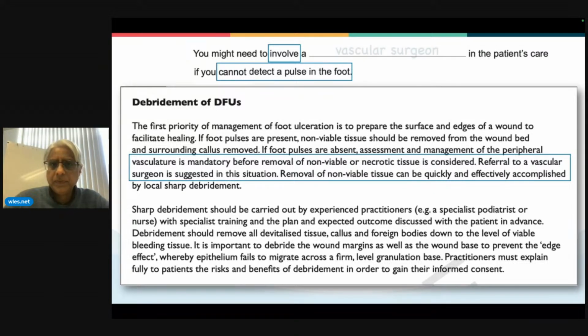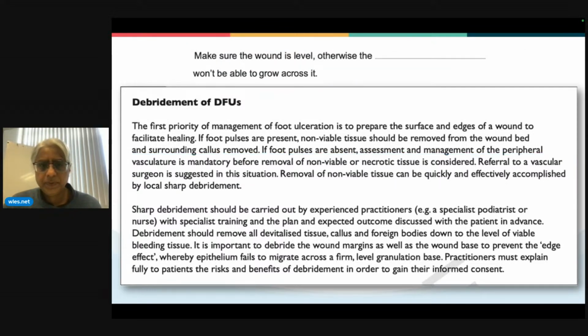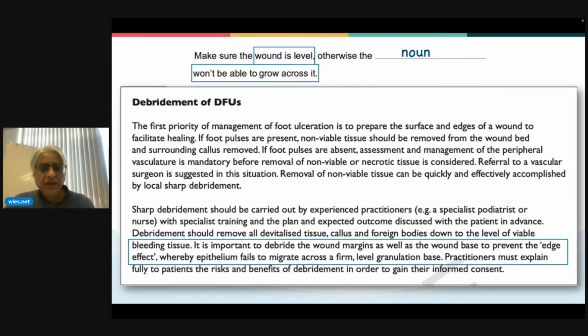And it is vascular surgeon. Okay. Make sure the wound is level, otherwise, and again, it's another noun, something won't be able to go across it. Words to scan for: a level wound, maybe. You can look for something like that, grow across it if you like. And you can find this towards the bottom of the text.